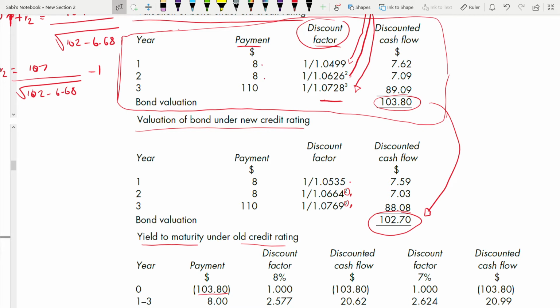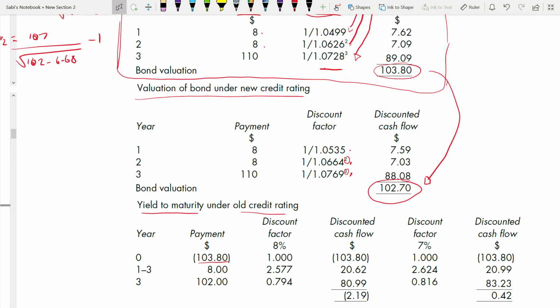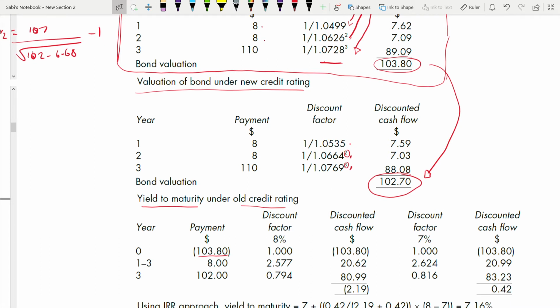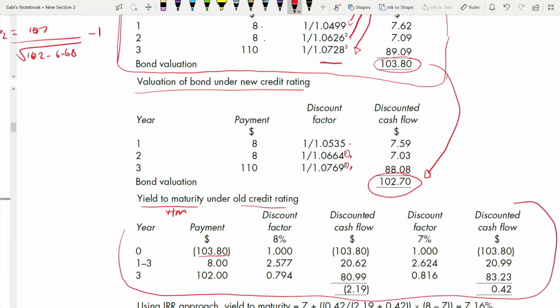Yield to maturity under the old credit rating. So yield to maturity is you are finding a rate. Okay, it's like you're finding cost of capital. So this is how you start. Whenever you have to find yield to maturity, YTM, make sure that you exactly make this table. The reason I'm putting this in a table is for you to better remember it.